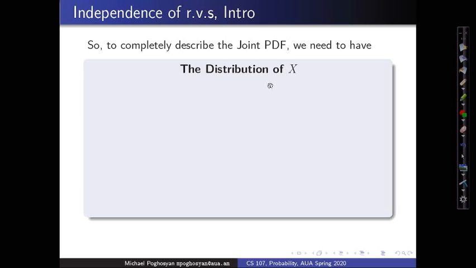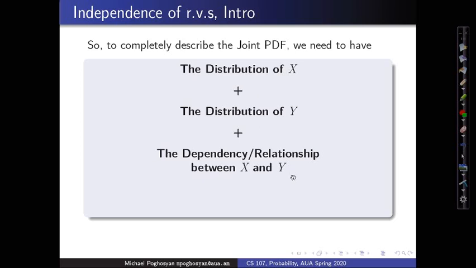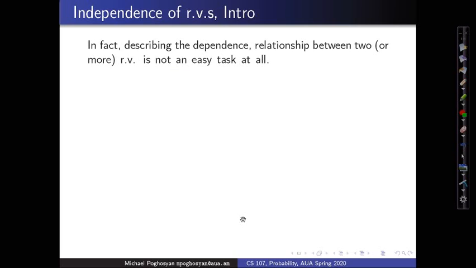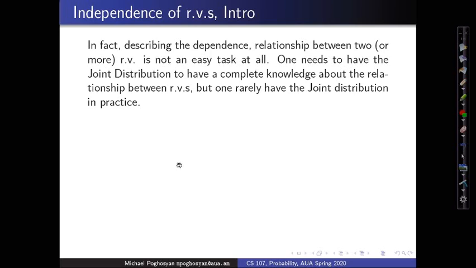Okay, so to uniquely describe the joint PMF, we need to have first the distribution of x, of course, the distribution of y, and we need to have the dependency or relationship between x and y. In that case, we will have the joint distribution of x and y. So describing dependence, or the relationship between two or more random variables, is not an easy task at all. One needs to have the joint distribution to have a complete knowledge about that relationship.